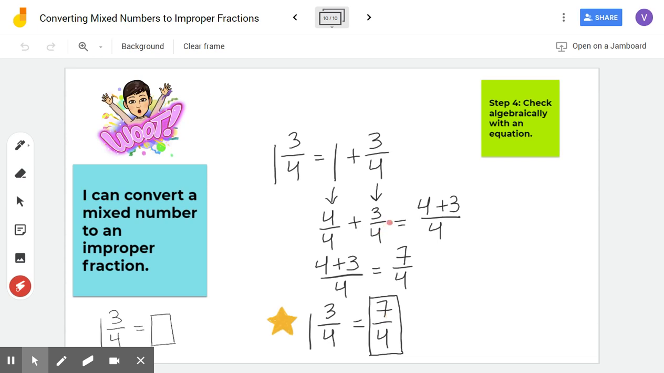Anytime I'm adding fractions, the denominator I treat as my unit. It stays the same, and I just add my numerators together. So 4/4 plus 3/4, I can write it as 4 plus 3 over 4, and then you're just simplifying. 4 plus 3 is 7, which means that my mixed number, 1 and 3/4, is equivalent to the improper fraction, 7/4.